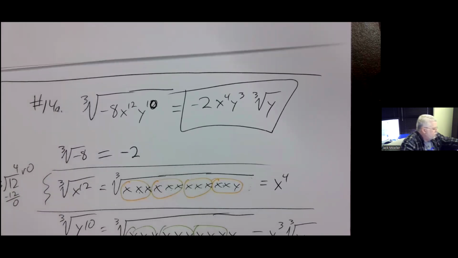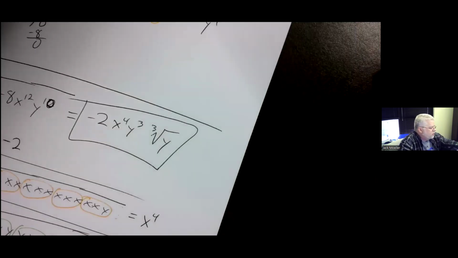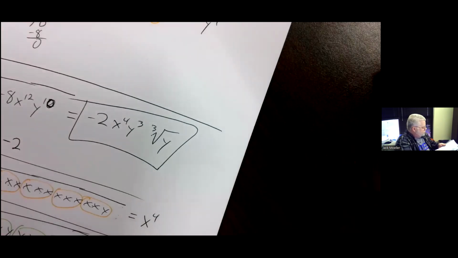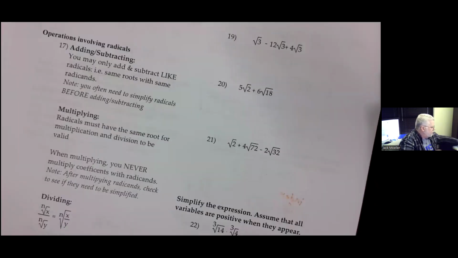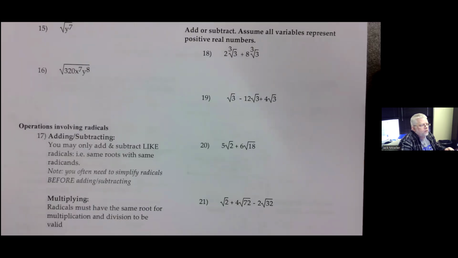Let's see what the next examples are. Yeah, let's jump to number 16. And so we can simplify one of these. It's not a perfect square on the number part. So 16 is the square root of 320, x to the 7th, y to the 8th.